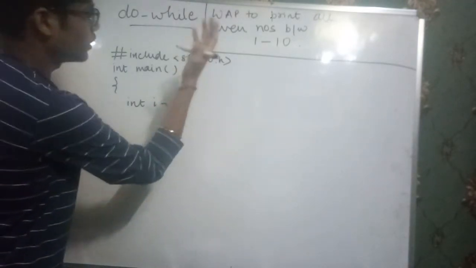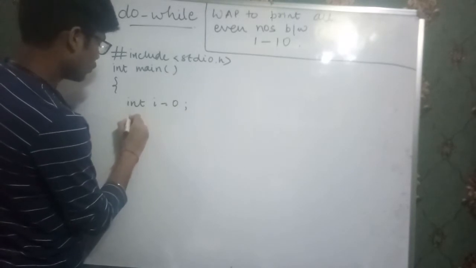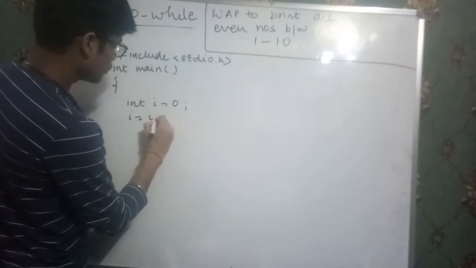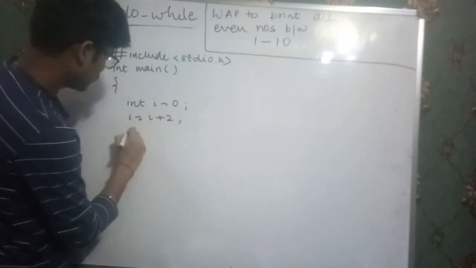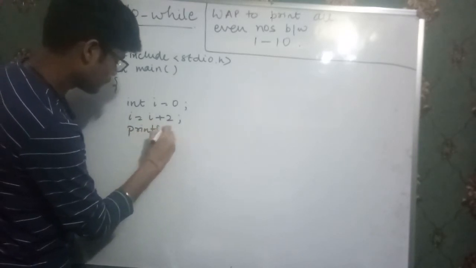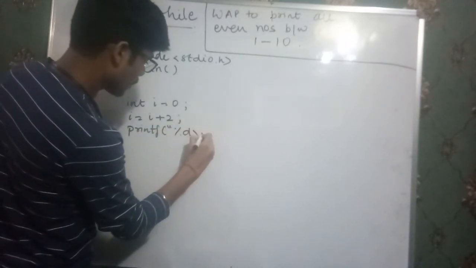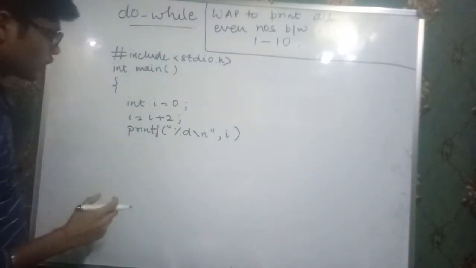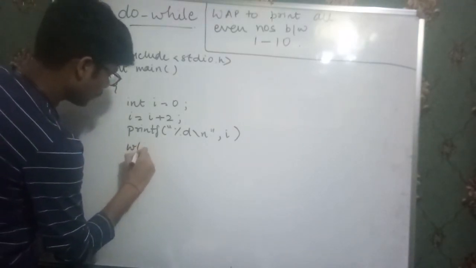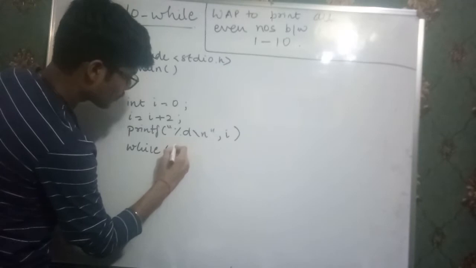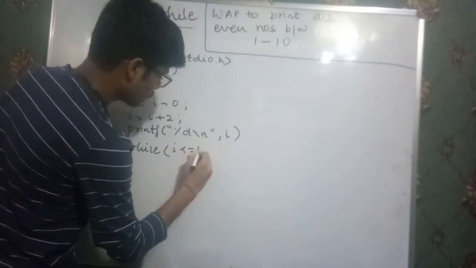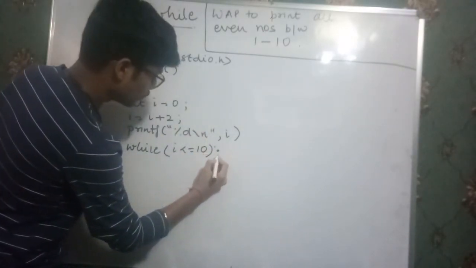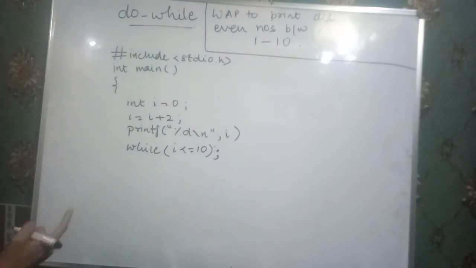In order to start from 0, because we need to print even numbers. So now we can do i is equal to i plus 2. Then we can do printf("%d\n", i). So now after doing this, we can go for while (i <= 10); with a semicolon, as in do while we write a semicolon after the while.